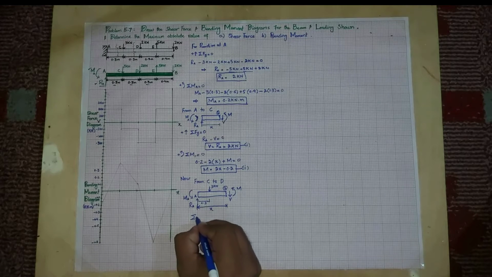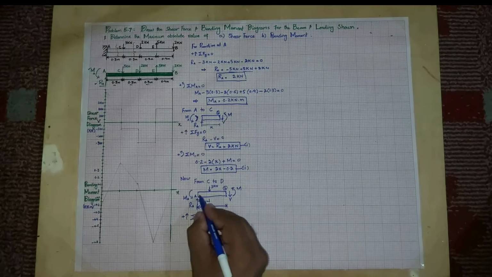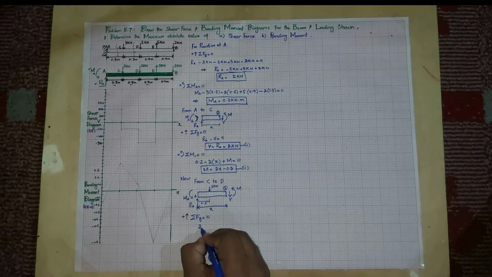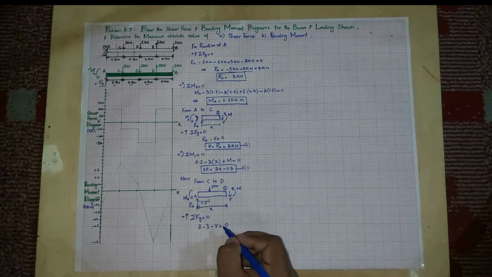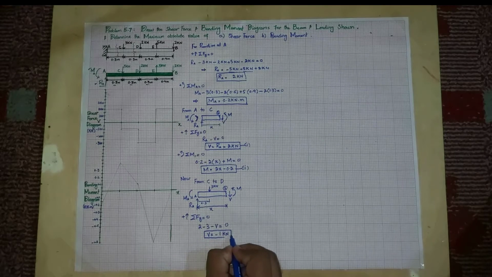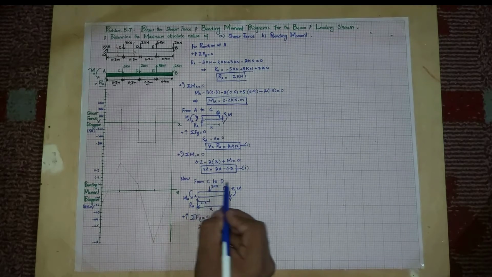Now we will apply the equilibrium equation again. Sum of all forces along the y direction must be equal to 0. So now you can see there is a reaction force which is acting upward, and this RA is 2 kilonewton. So 2 minus 3 minus V is equal to 0. So V will become equal to minus 1. So minus 1 kilonewton. I did not write the unit, so at the end I am putting the unit. So this is the shear force equation for region from C to D.